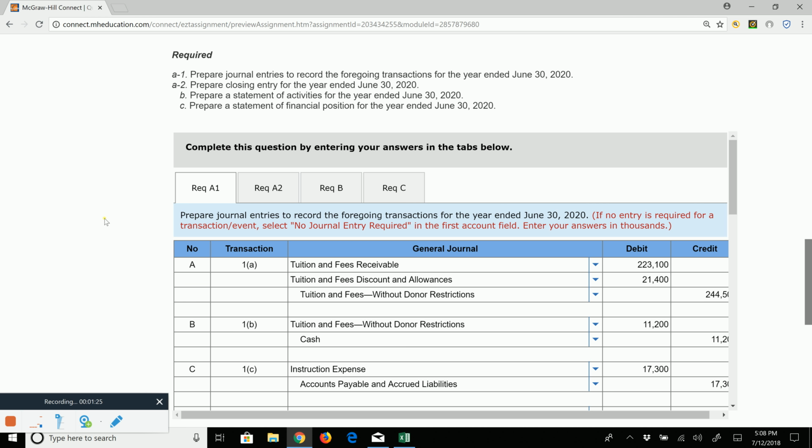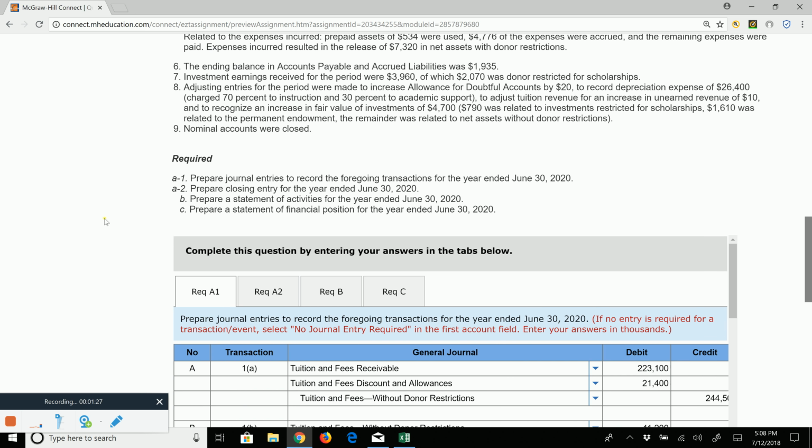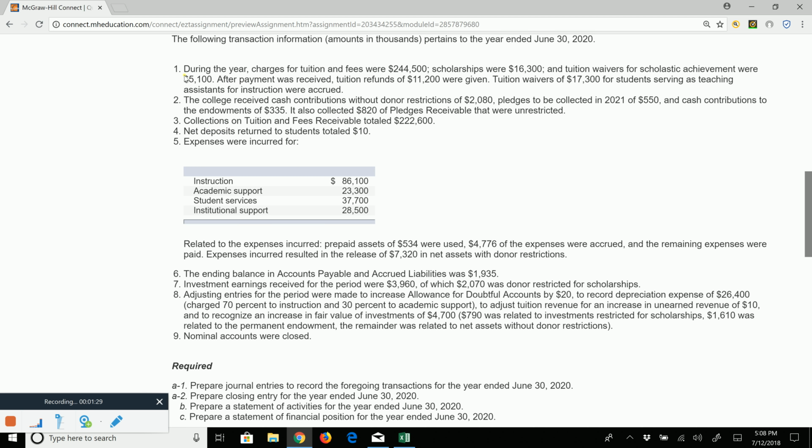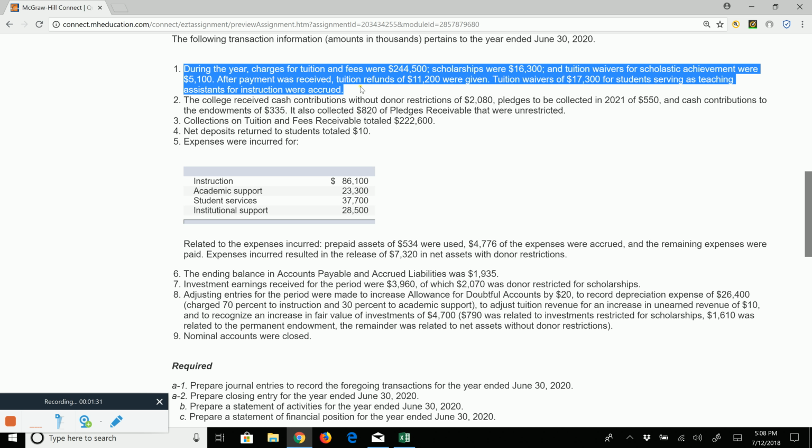Okay, here are some of the journal entries that we are going to go through. So journal entry number 1, we've got during the year, charges for tuition and fees were $244,500. Scholarships were $16,300. Tuition waivers were $5,100. After payment was received, tuition refunds of $11,200 were given. Tuition waivers of $17,300 for students serving as teaching assistants for instruction were also accrued.